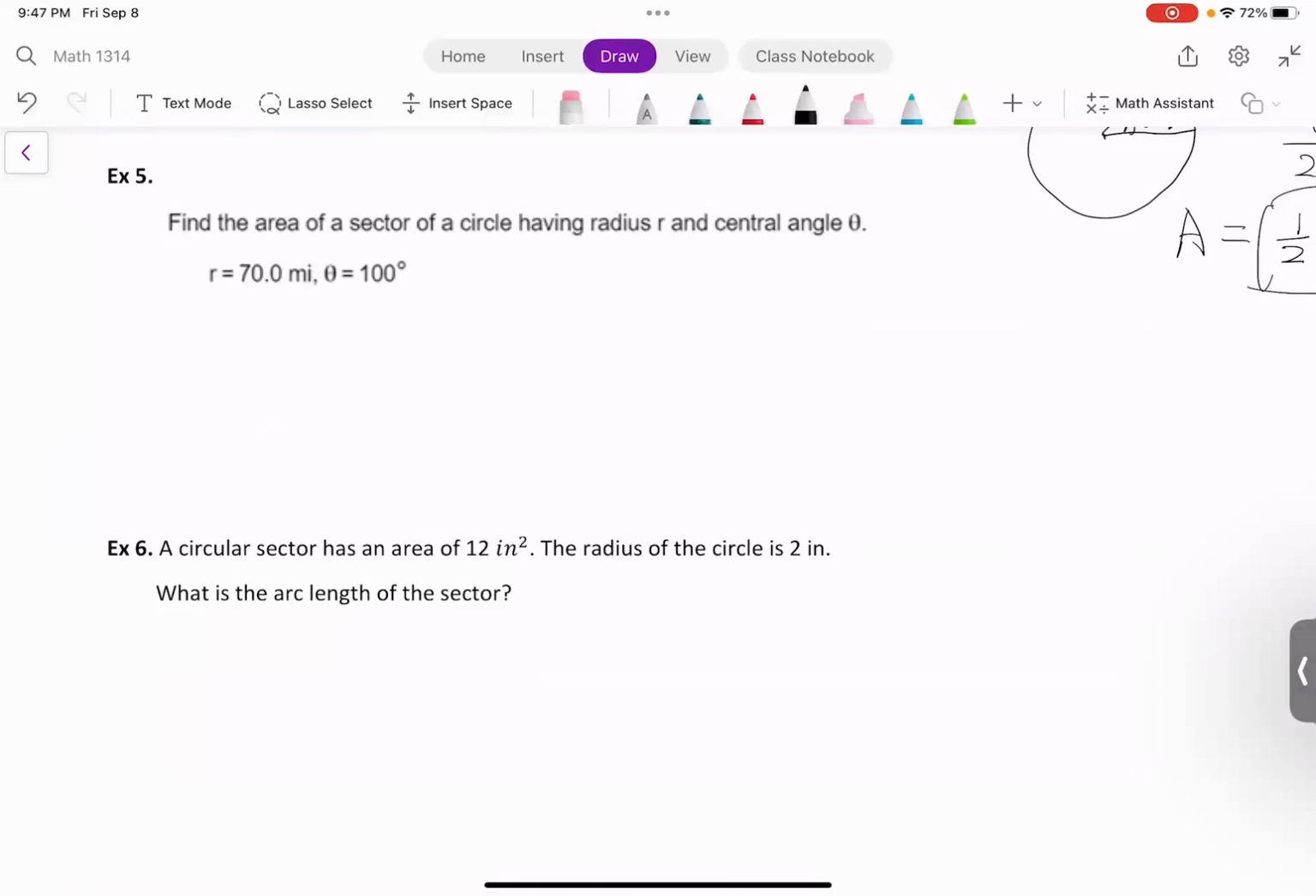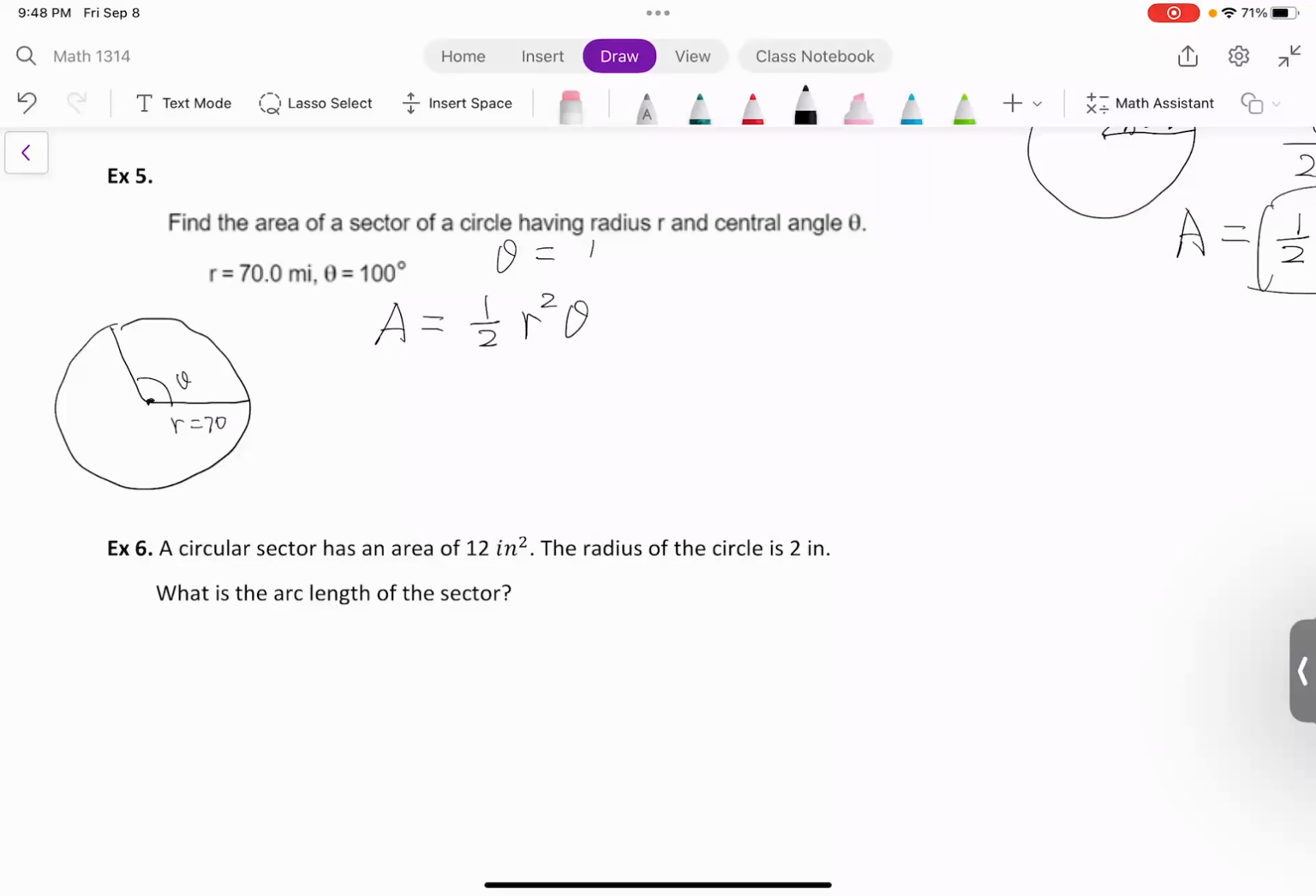All right, number 5. Find the area of a sector of a circle having radius r and central angle theta. I have a circle, and I know theta is 100 degrees, and r equals 70 miles. How to find the area of the sector? That's 1/2 r squared theta. Is theta in radian mode? No, theta is 100 degrees.